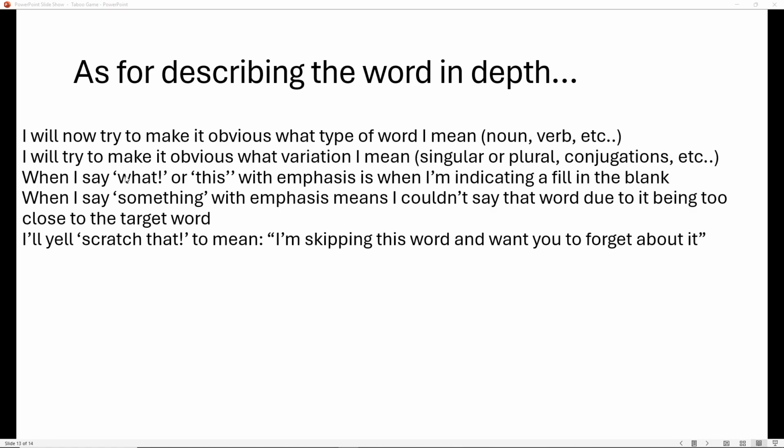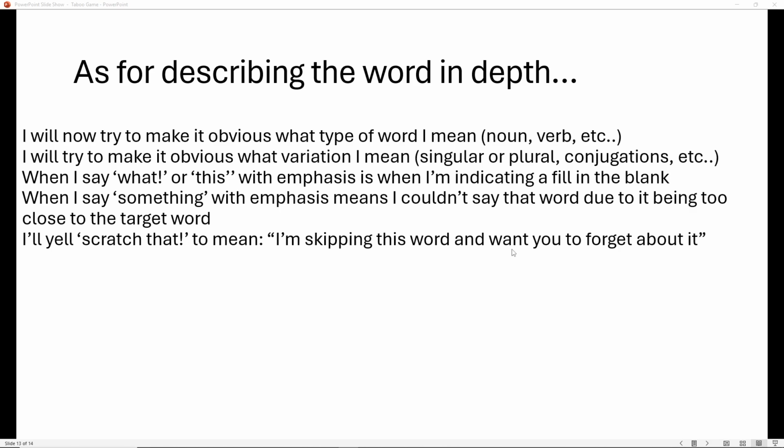When I say "what" or "this" with emphasis is when I'm indicating a fill in the blank. When I say "something" with emphasis, it means I couldn't say that word due to it being too close to the target word. So for example, if you put bread into a something, it turns into what? Kind of get the idea? Like I can't say toaster, so that's too close to toast, my target word. And yes, I did get this from rewatching my games I've played.